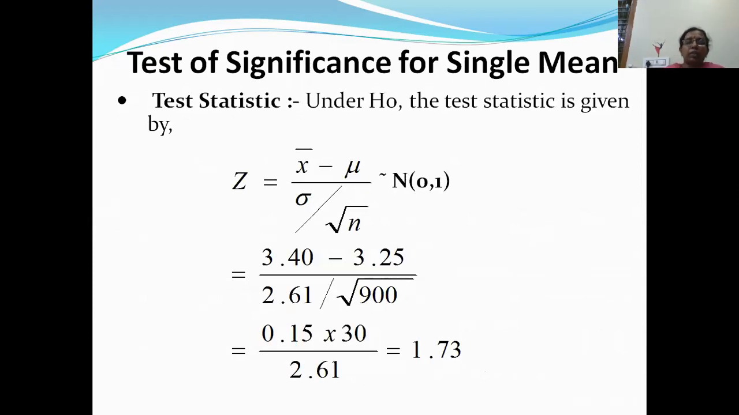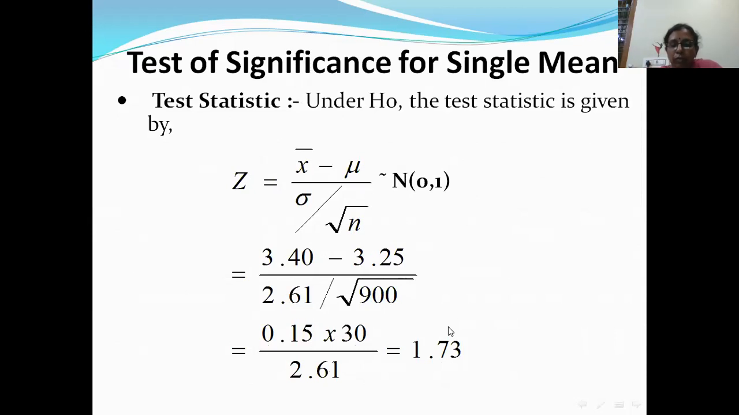Now under H0, the test statistic is given by Z equal to x bar minus mu by sigma by root n. So x bar is given as 3.40 in the problem, mu is 3.25, sigma is 2.61, and n is 900. The difference in the numerator is 0.15, and the square root of 900 is 30, which I have taken to the numerator, so into 30 divided by 2.61. So Z is equal to 1.73. The calculated value of Z you got is 1.73.